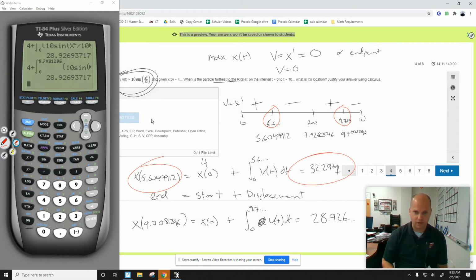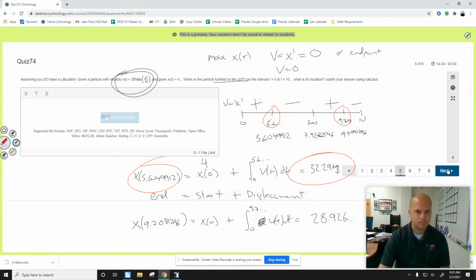This would be proper justification that I'd want to see. You're identifying your candidates, you're checking your positions, you're then saying, okay, this is when we are furthest right, and that's its location. When are we furthest left? Okay, well, if I want to know when I'm furthest left, now we need to find a min of position.